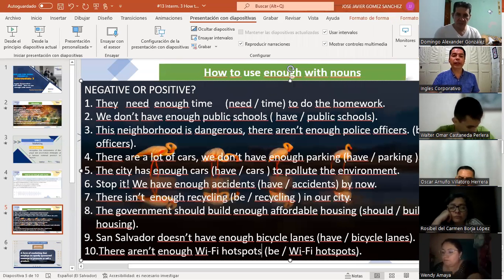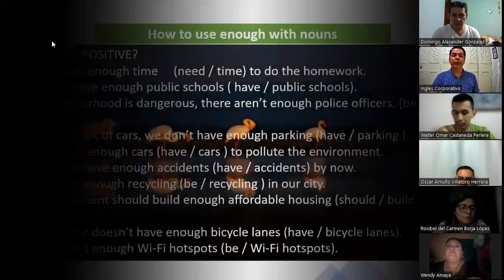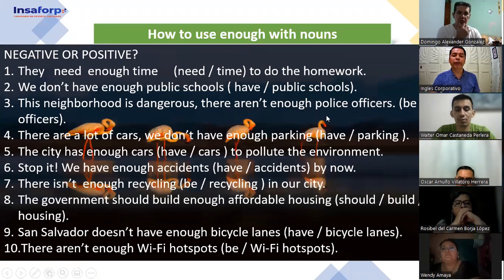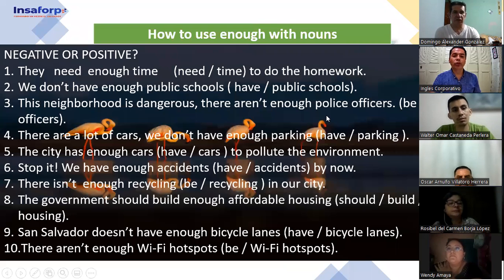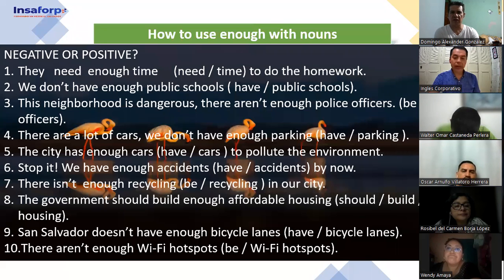No questions? So let's practice pronunciation, please. Repeat after me. Microphones off, please. They need enough time to do the homework. We don't have enough public schools. This neighborhood is dangerous. There aren't enough police officers. There are a lot of cars. We don't have enough parking. The city has enough cars to pollute the environment. Stop it. We have enough accidents by now.